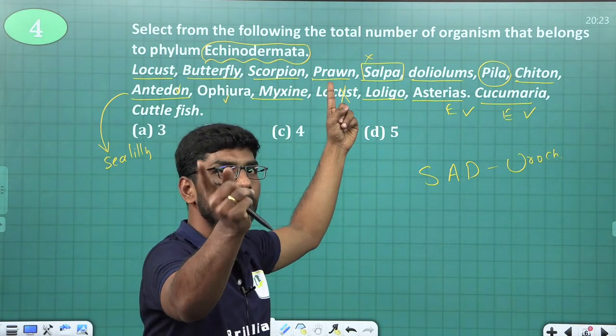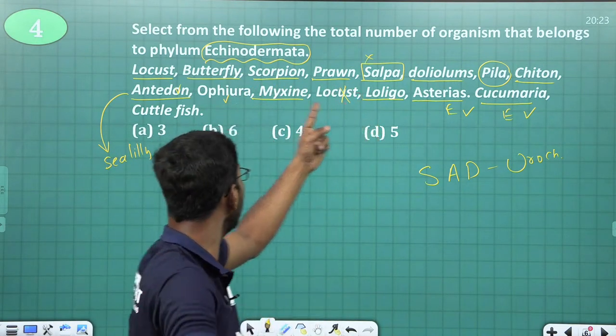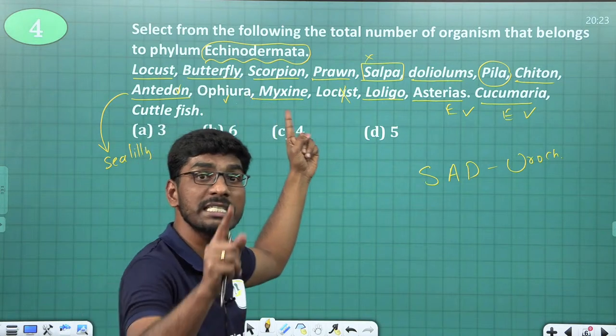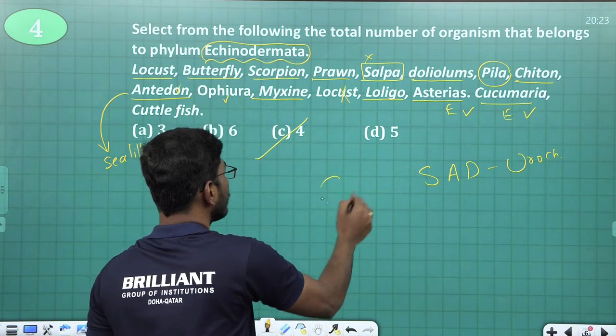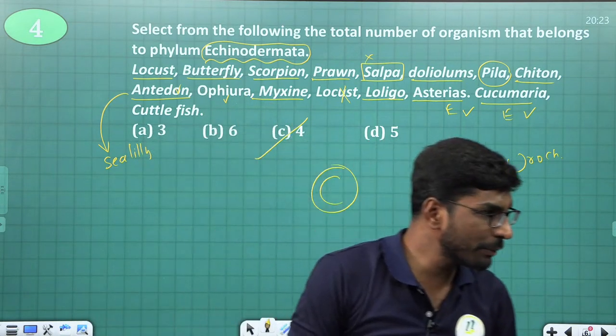Ophiura is called what? Tell me. Ophiura is called brittle star, and Antedon is sea lily. Answer is 4, option C. Are you with me? You got my point?